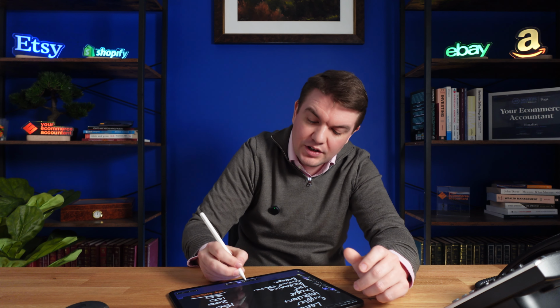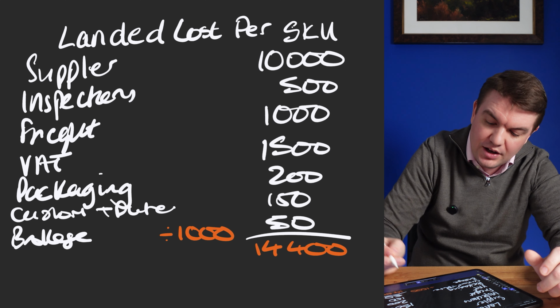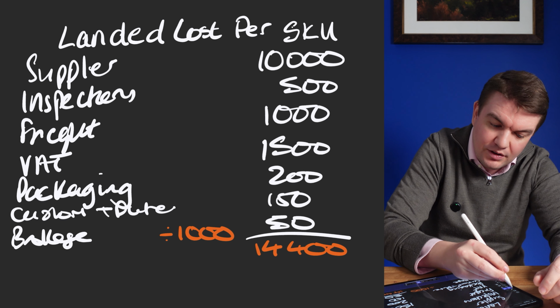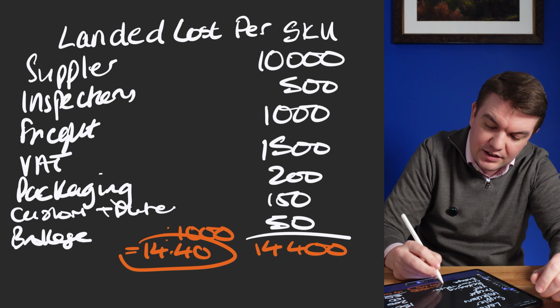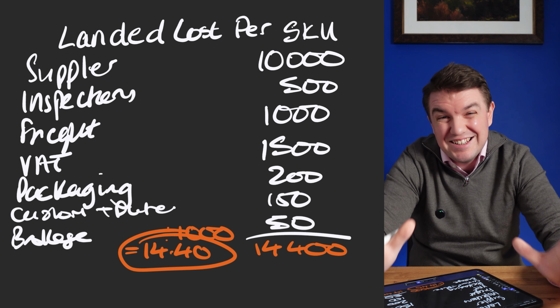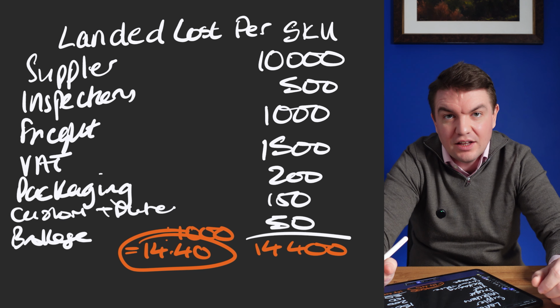Now, to get my landed cost per SKU, I know I've got 1,000 units. So all I need to do is divide that total figure by 1,000. So that gets me £14.40 as my landed cost per SKU. So basically how much each individual item has cost me to get to the market.